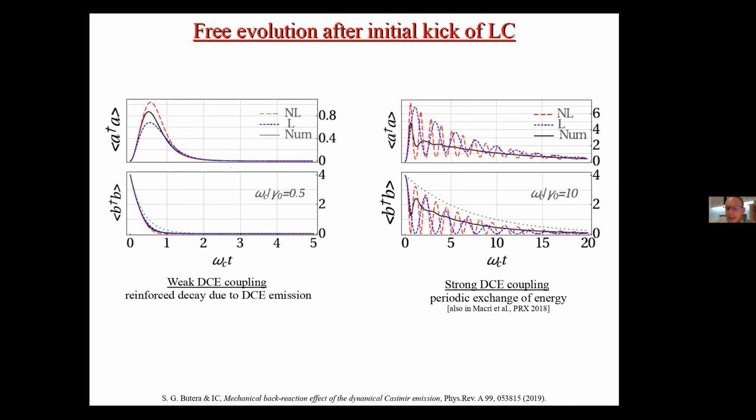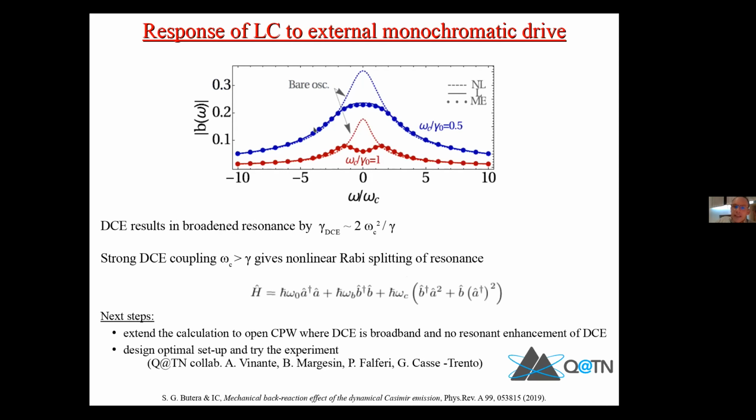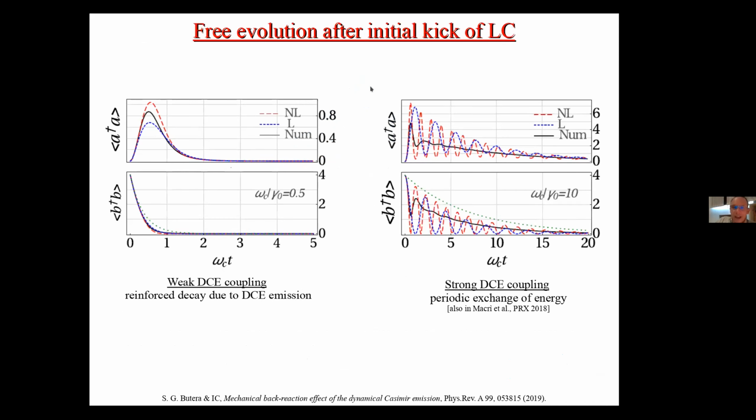But what I presented in this slide is the response of this LC circuit to some external drive, where the resonances get larger because of this friction force. But one can also look at the free evolution of the LC after an initial kick. Here you see how the evolution of the LC changes from the green line to the black line because of this dynamical Casimir emission, which makes the friction stronger than the bare friction of this LC circuit. Here, the effect is even stronger.